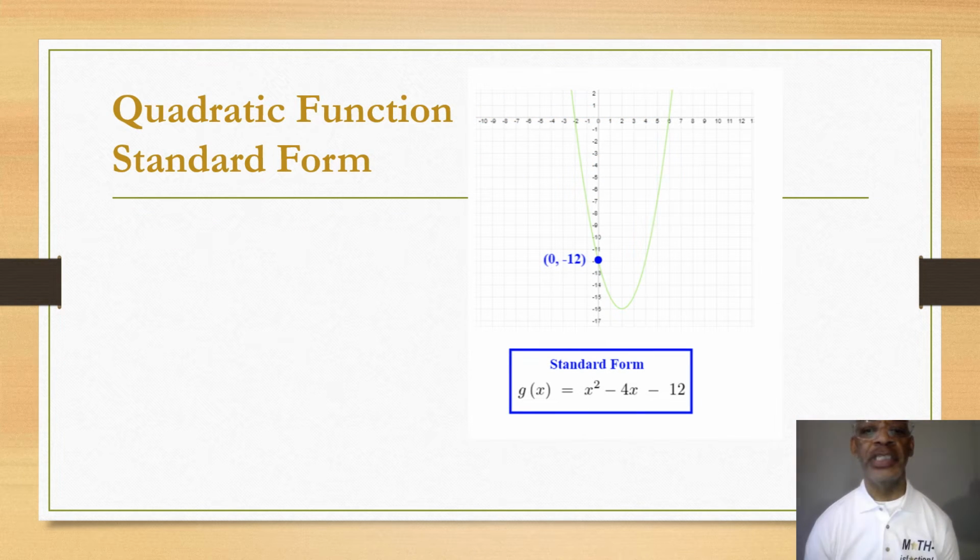Here is the graph of g of x showing the y-intercept.